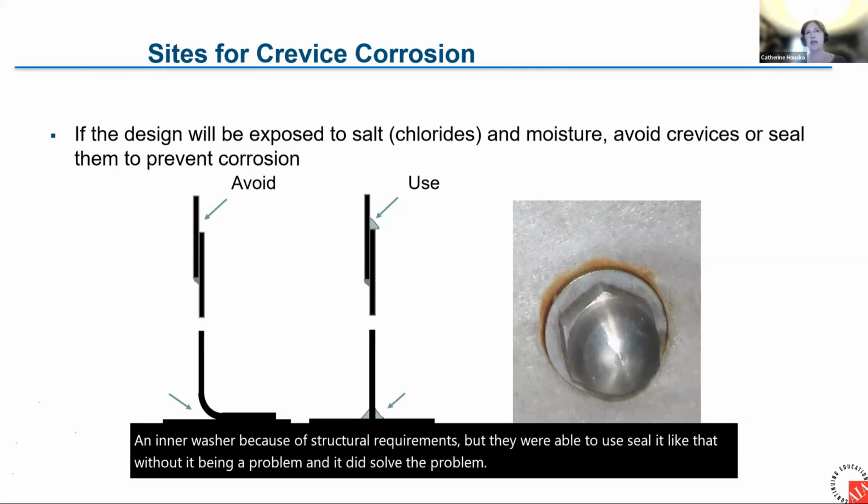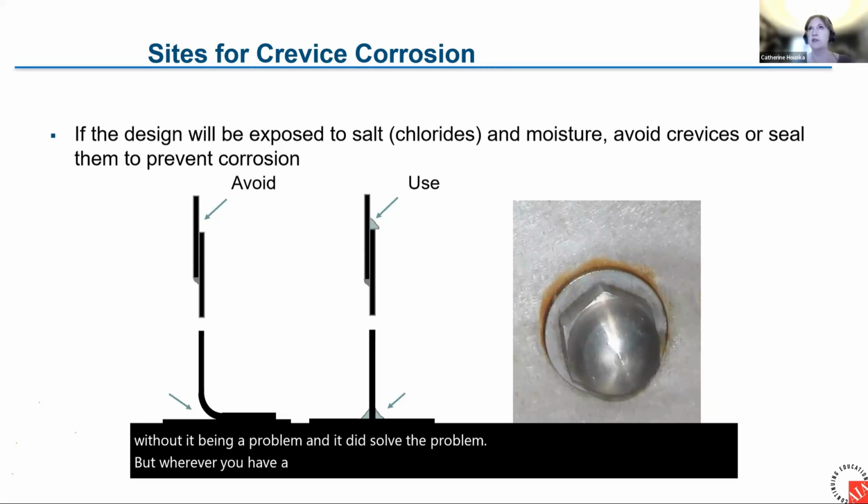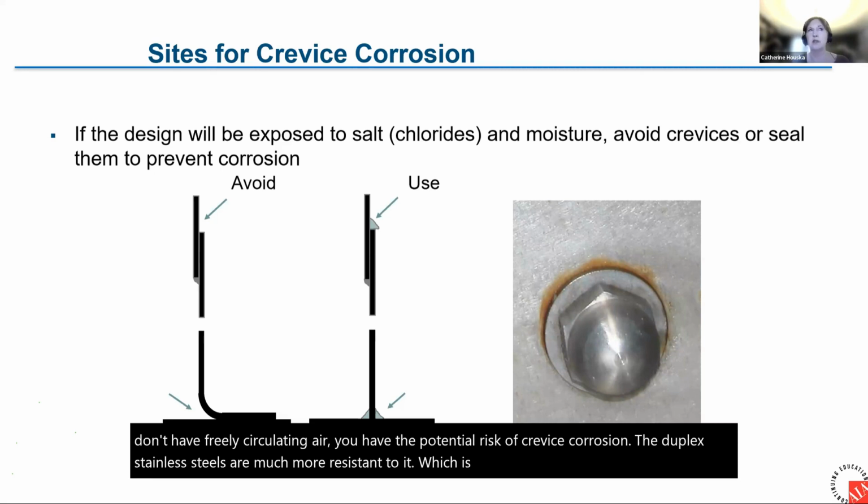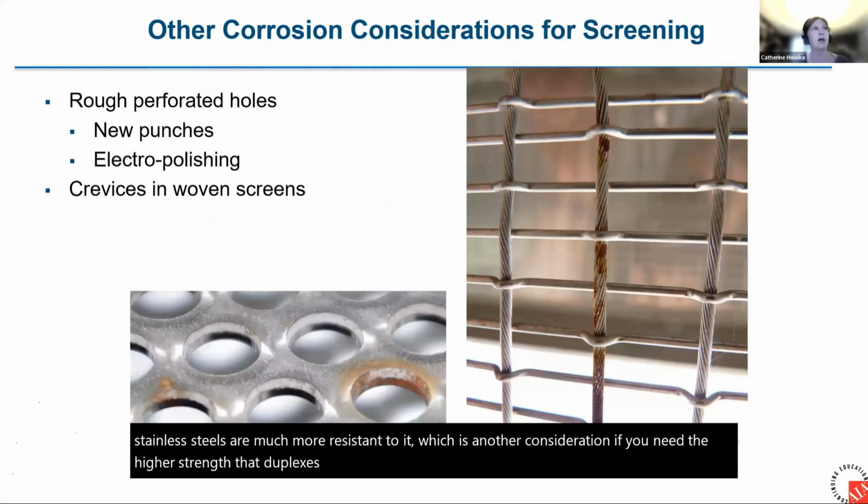But wherever you have a tight gap that moisture and salts or other pollutants can enter, but where you don't have freely circulating air, you have the potential risk of crevice corrosion. The duplex stainless steels are much more resistant to it, which is another consideration if you need the higher strength of duplexes as well.